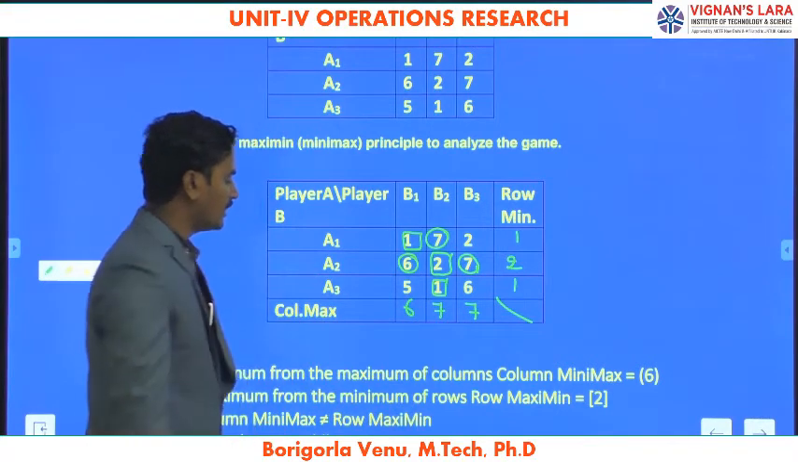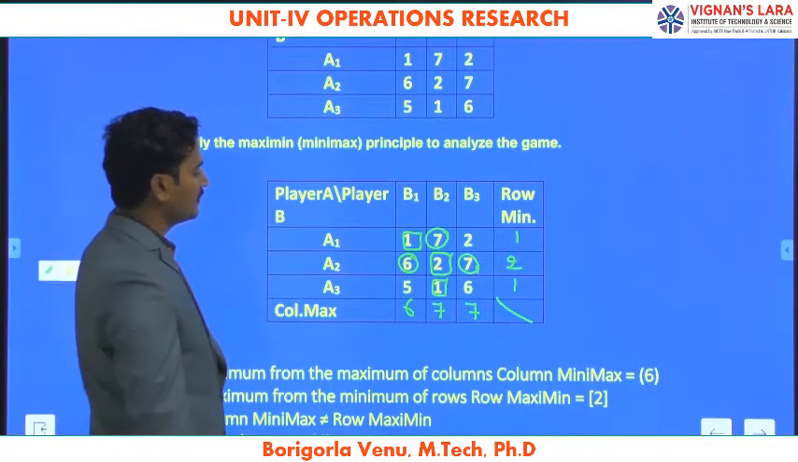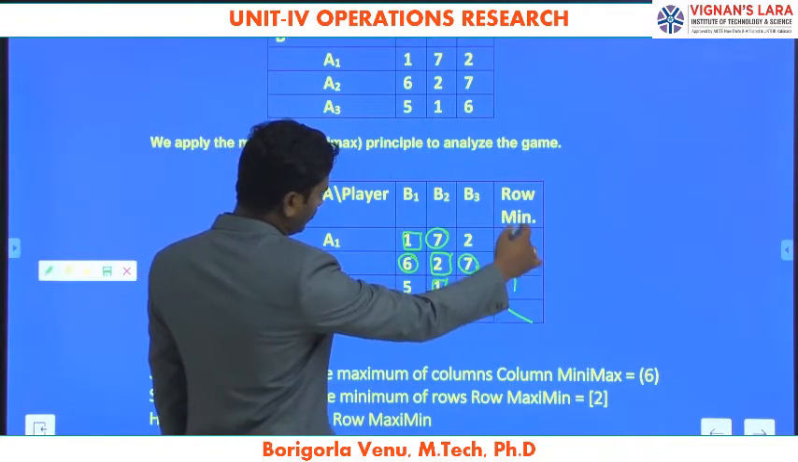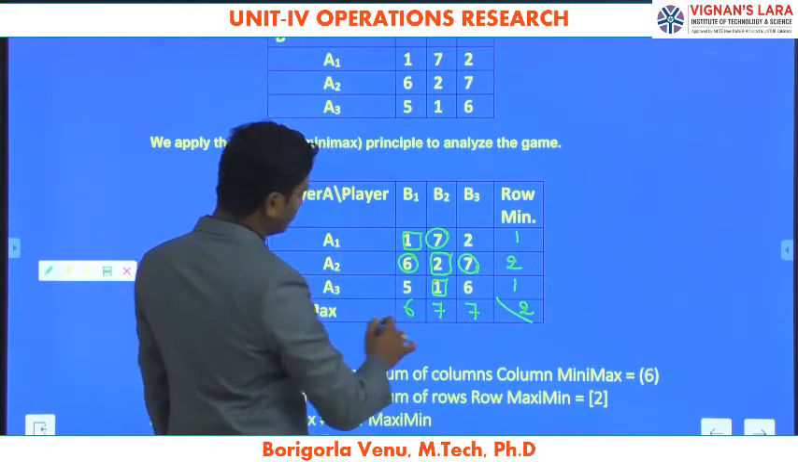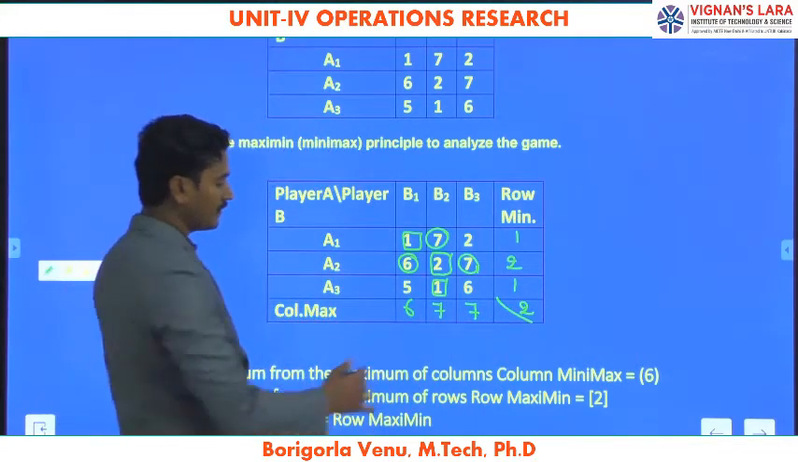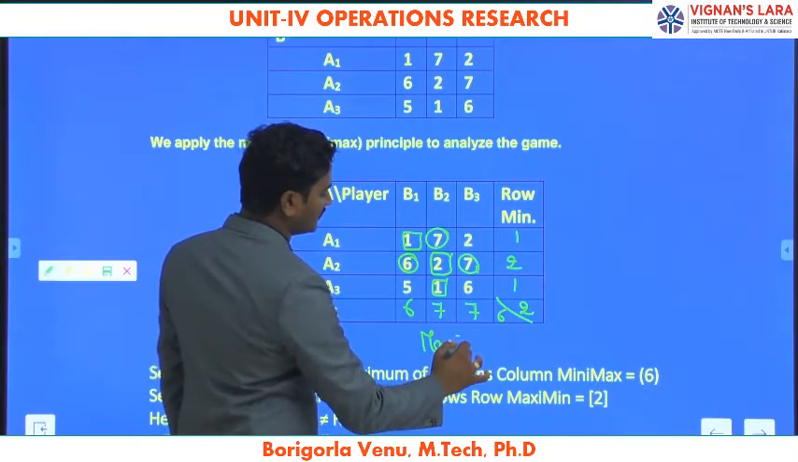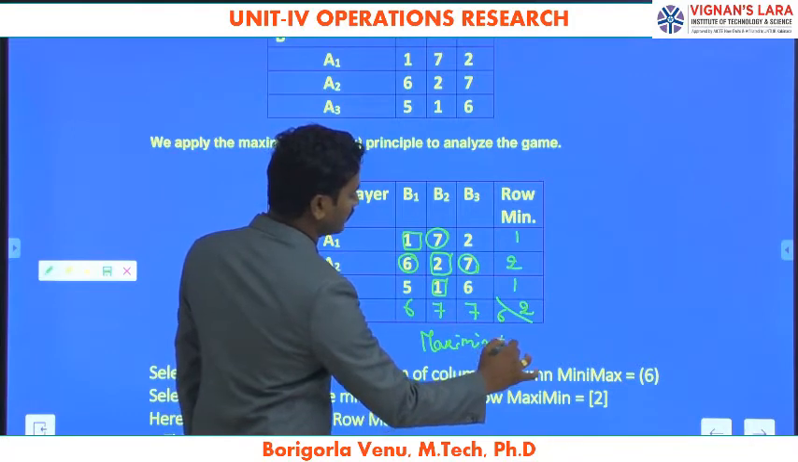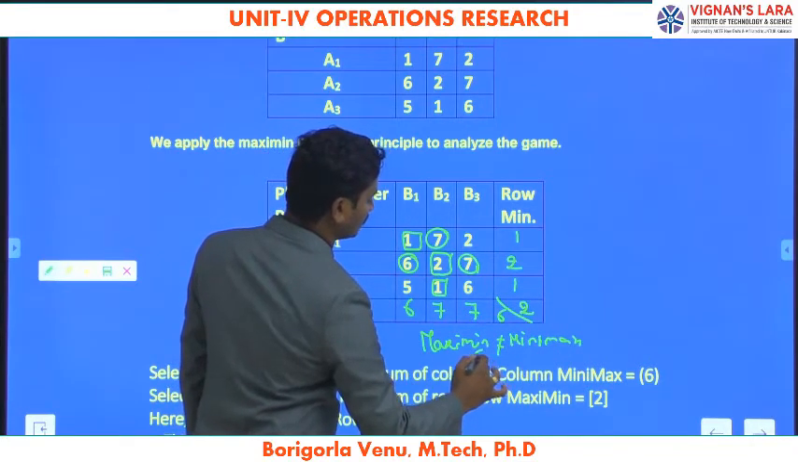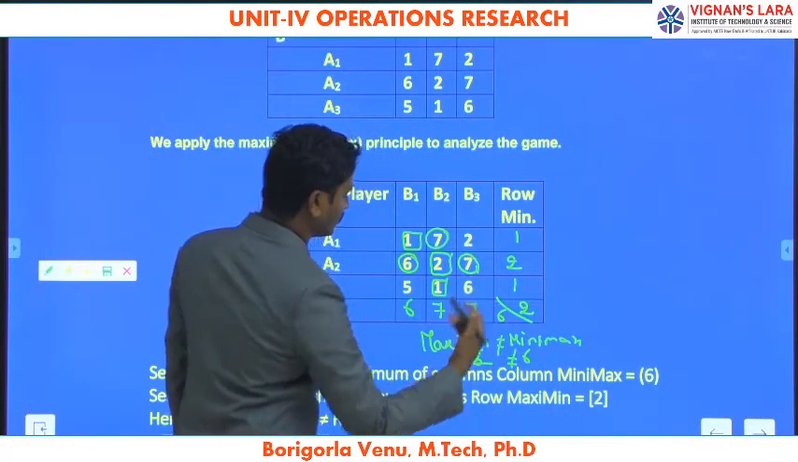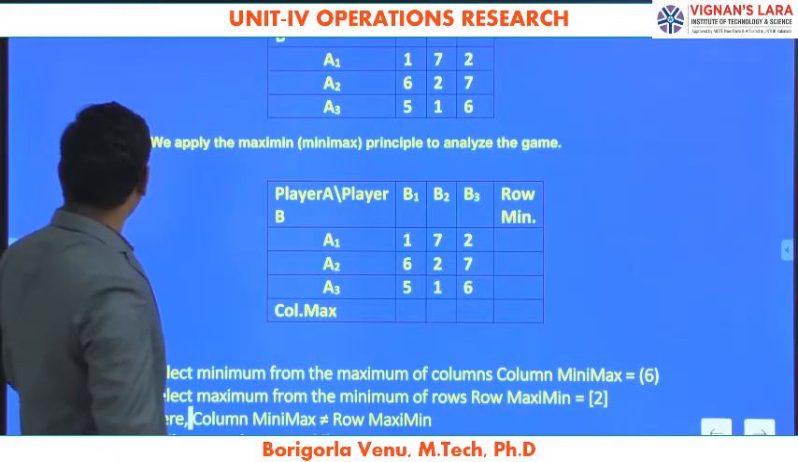Here I am going to identify the maximin value. From the row minimums we identify the maximum value, that is 2. From the column maximums I identify the minimum value, that is 6. So maximin is not equal to minimax, that is 2 is not equal to 6. So we are going to solve this game by taking the arithmetic method.